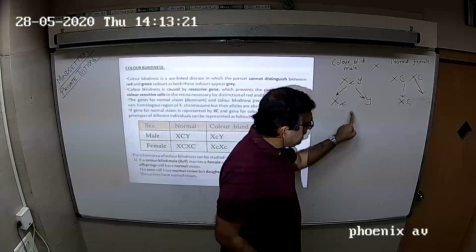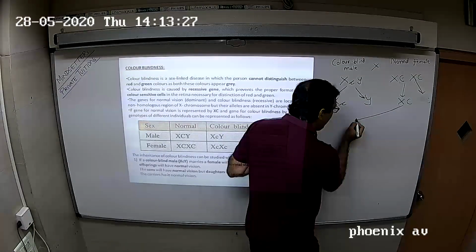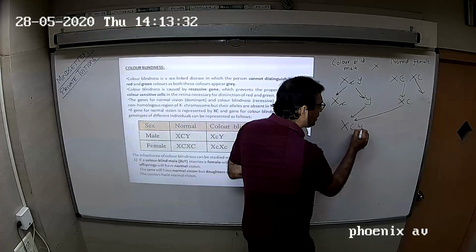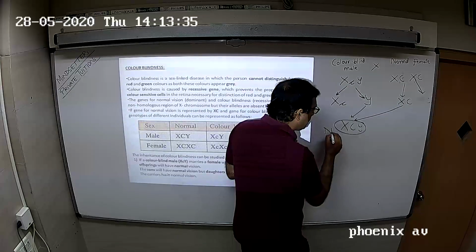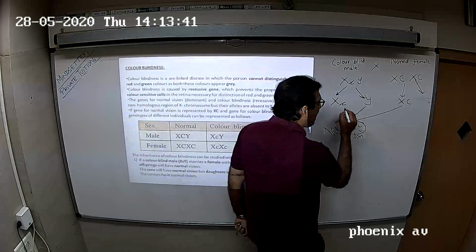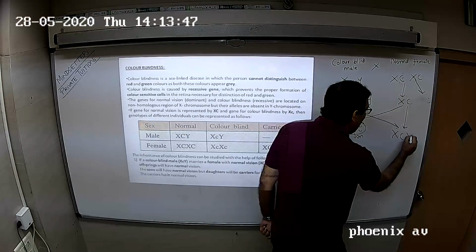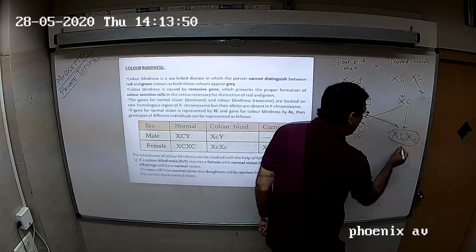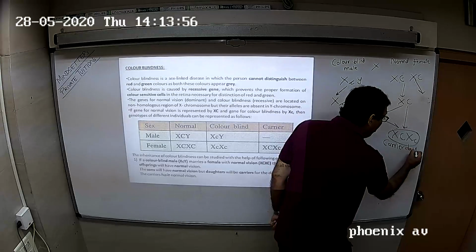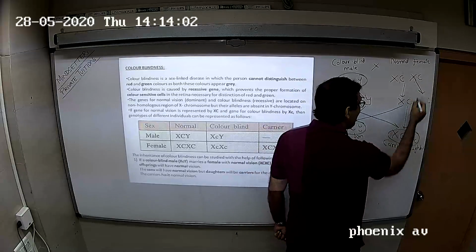So जब इनका crossing होगा, then what will be the cross? X capital C from the mother will fuse with Y from the father and will form X capital C Y. In other words, the normal son is formed. Son will be normal, but X small c will fuse with X capital C, and X capital C, X small c will become a carrier daughter. So, if the father is colorblind, then the daughters become carriers.